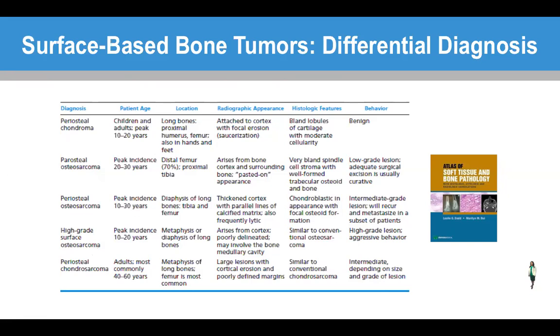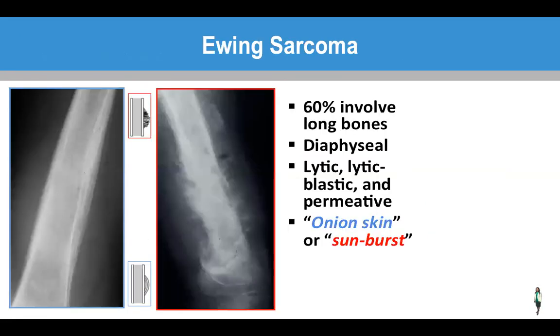It's self-explanatory. So now let's change a topic, talk about the Ewing sarcoma, which is the third most common sarcoma. So this tumor usually is in young patients or very old patients. In 60% of them, it involves the long bone, usually occurs diaphyseal, and it's lytic, blastic, and permeative pattern. And there's no matrix. The matrix is reserved for bone or cartilage tumor.